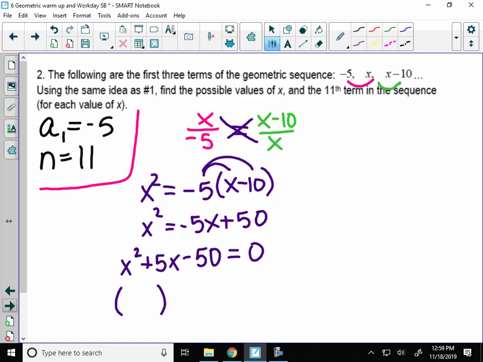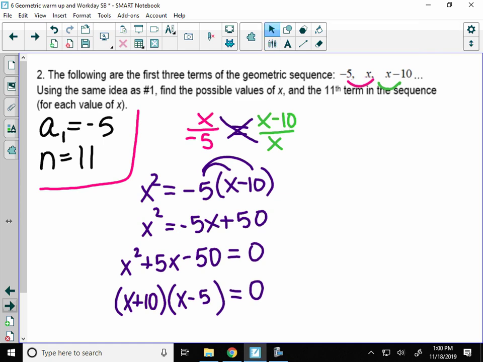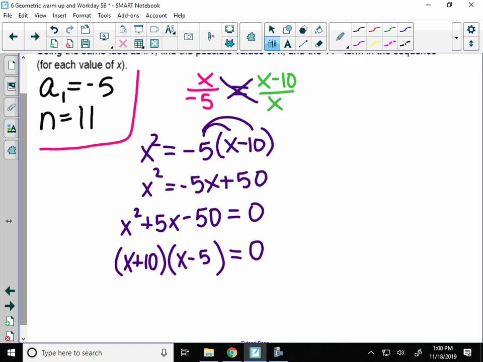How do I factor this? What two numbers multiply to -50 and add to 5? 10 and -5. Now we're going to revisit factoring a lot right after Thanksgiving. This is called the zero product law you have to use here to solve this, and we'll talk about this again. Basically the zero product law says that if I have two factors multiplied together that equal 0, I can take each factor and set it equal to 0 to find the values of x. So what are the two answers here?